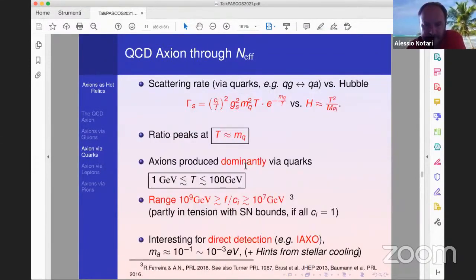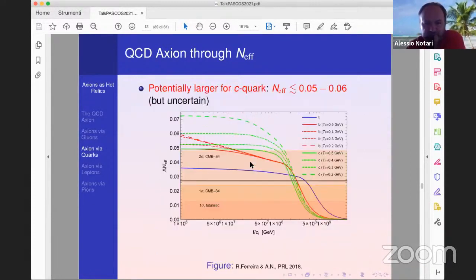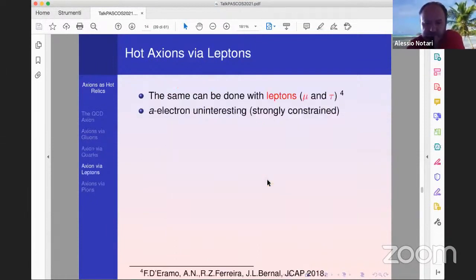The previous plot was for the b quark and for the top, but now there is even the c quark. The c quark could even produce a larger N effective. These green curves would correspond to the c quark. Now, there are many curves because we don't actually know what happens close to the QCD phase transition. The mass of the c quark is close to the QCD phase transition, therefore there is a big uncertainty. Okay, so that's an interesting thing to look at.